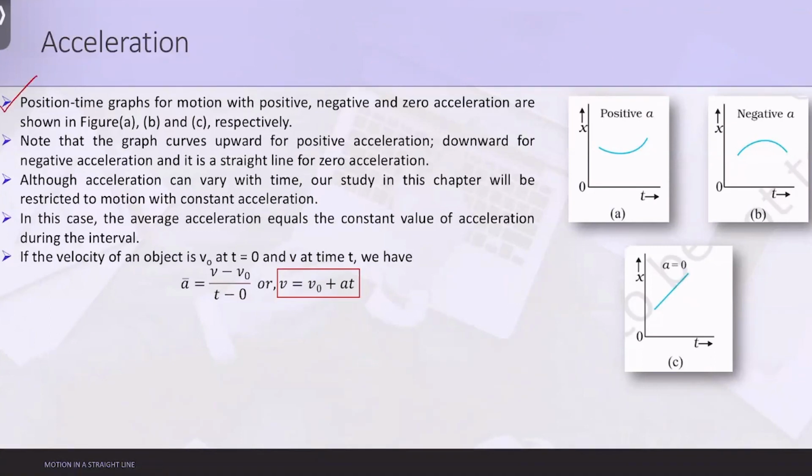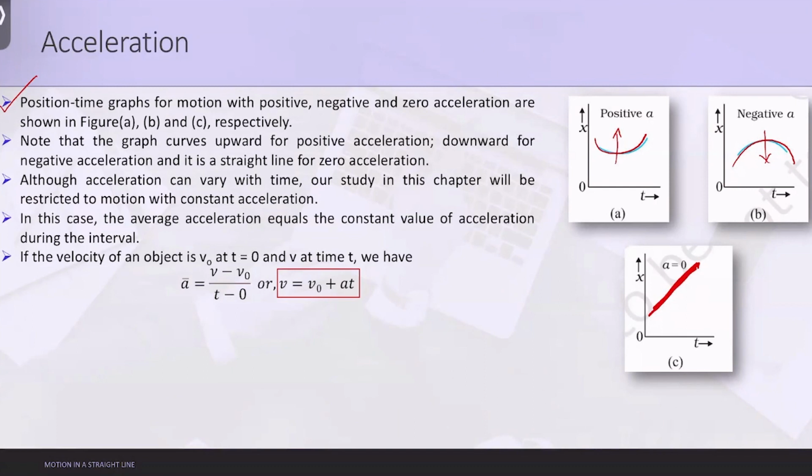The position time graphs for motion with positive, negative, and zero acceleration are shown in figures A, B, and C respectively. Note that the graph curves upward for positive acceleration, curves downward for negative acceleration, and is a straight line for zero acceleration.